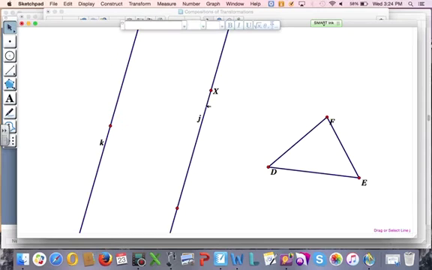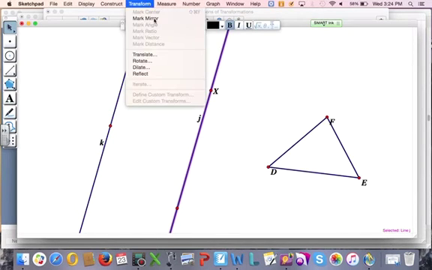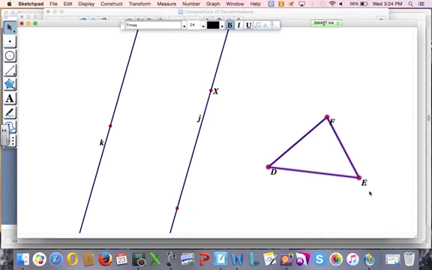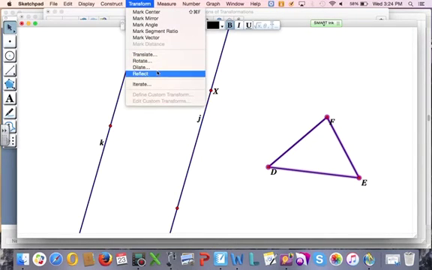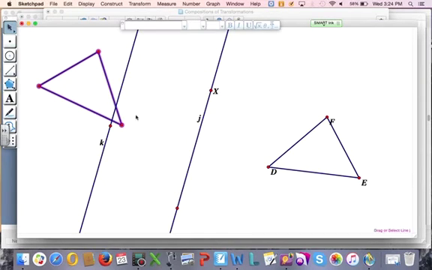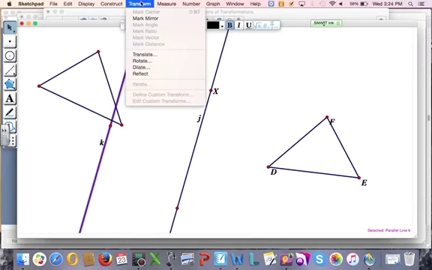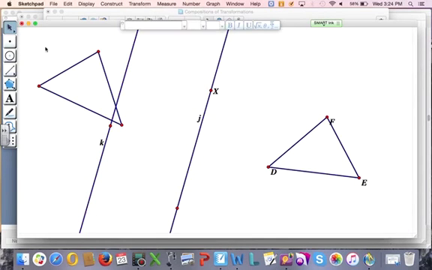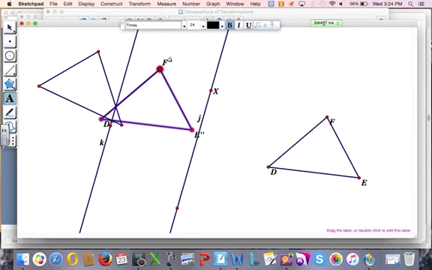When I reflect this triangle over line J, it lands here, and I'm going to take that triangle and reflect it over this line. And now it's here. And this is E double prime, D double prime, F double prime.